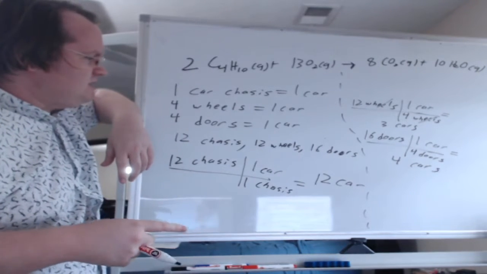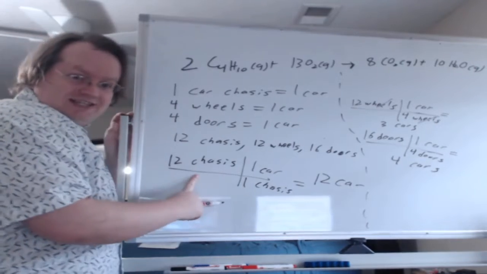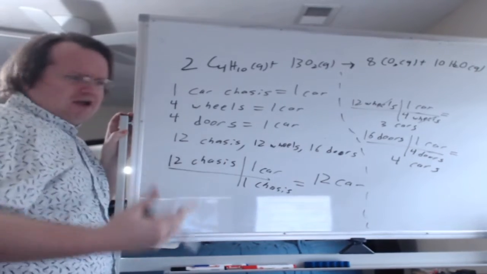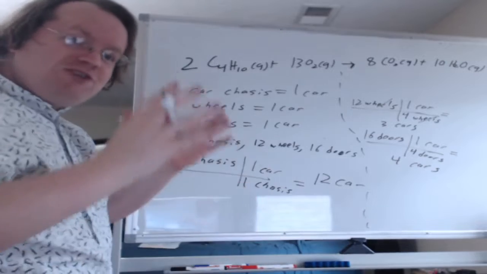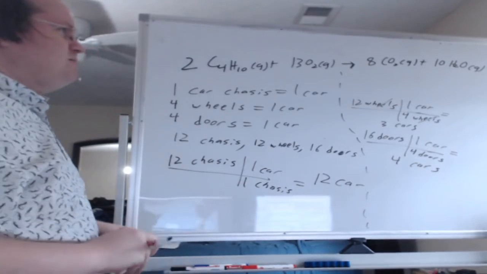Even though it looks like, if you just looked at the chassis, well, by golly, I can make 12 cars. What are you talking about? I don't have to worry about that wheel factory. I've got enough stuff. We can do 12. No, you have to talk to the other people.